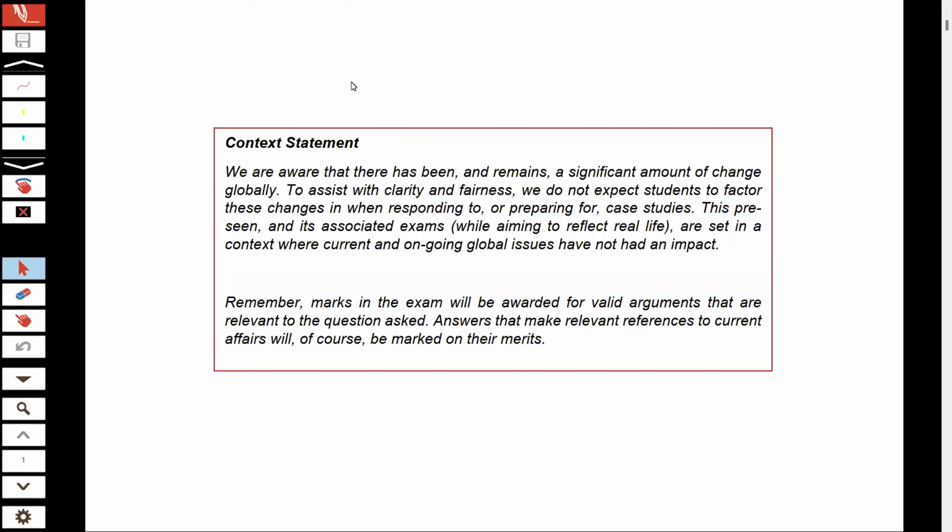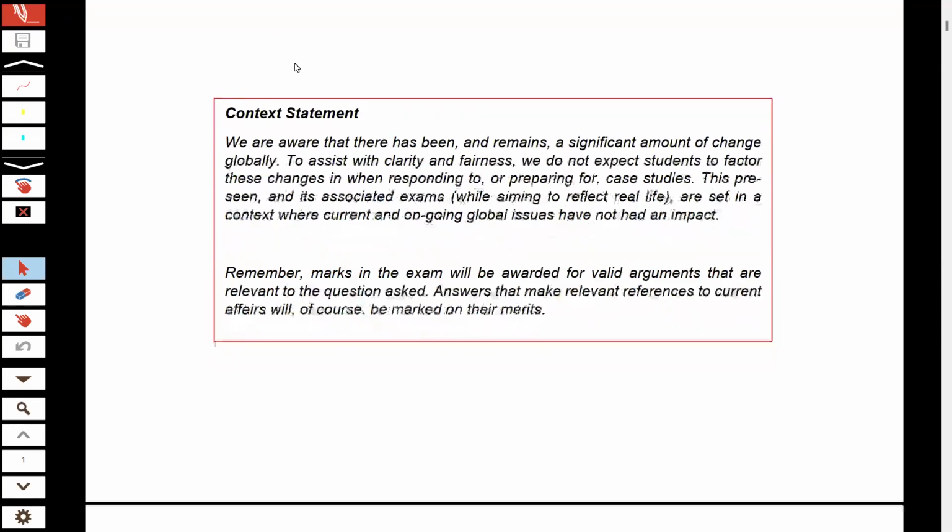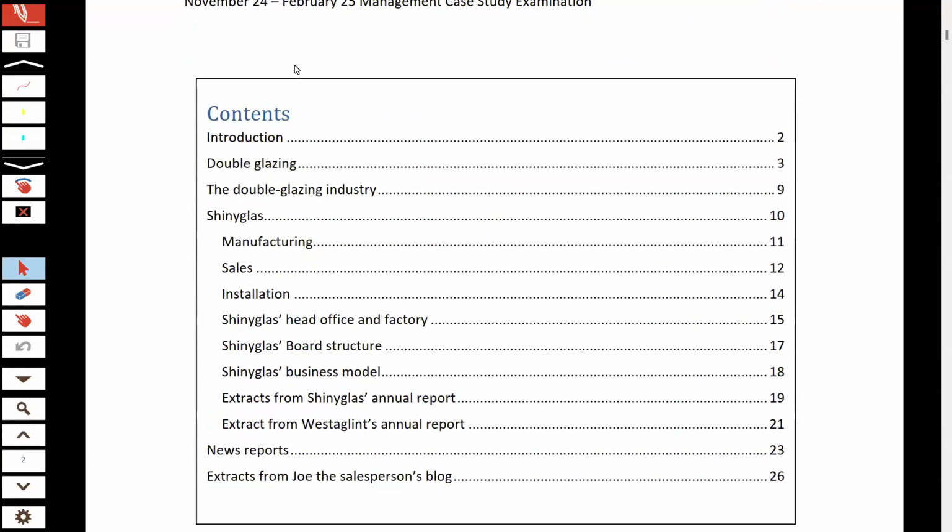It's not about whether we are experts in the double glazing industry, which is good, because I'm not sure any of us are experts in the double glazing industry. All right, then, let's get going.